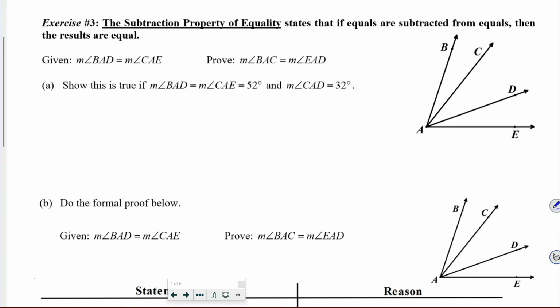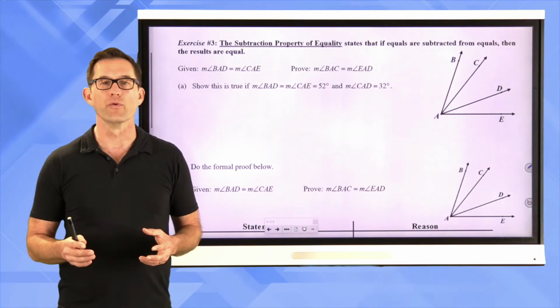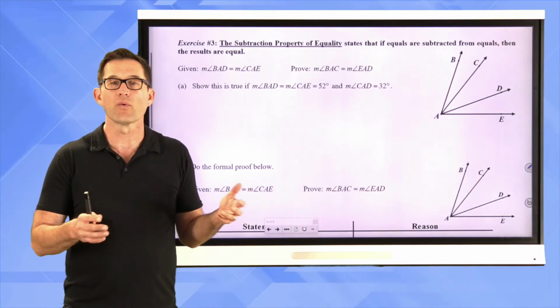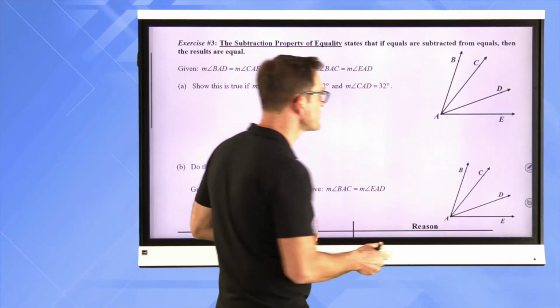Given the measure of angle BAD is equal to the measure of angle CAE, prove that the measure of angle BAC is equal to the measure of angle EAD. Letter A. Show that this is true if the measure of angle BAD is equal to the measure of angle CAE, which is equal to 52 degrees, and the measure of angle CAD is 32 degrees. Okay, just like before, we want to understand, before we get into the formal proof, how the thinking goes with real normal numbers in there. All right, so first, let's make sure we understand what we know, right?